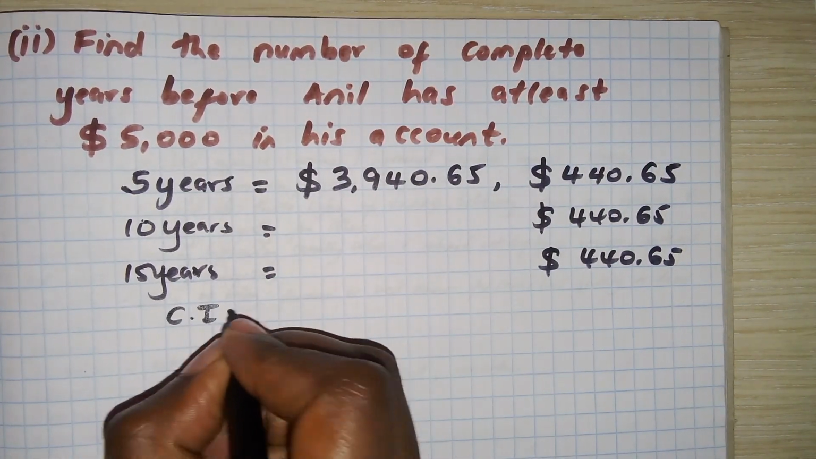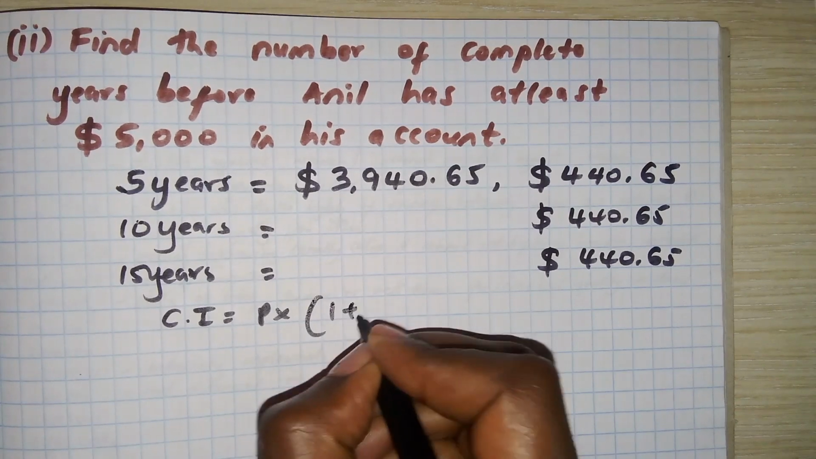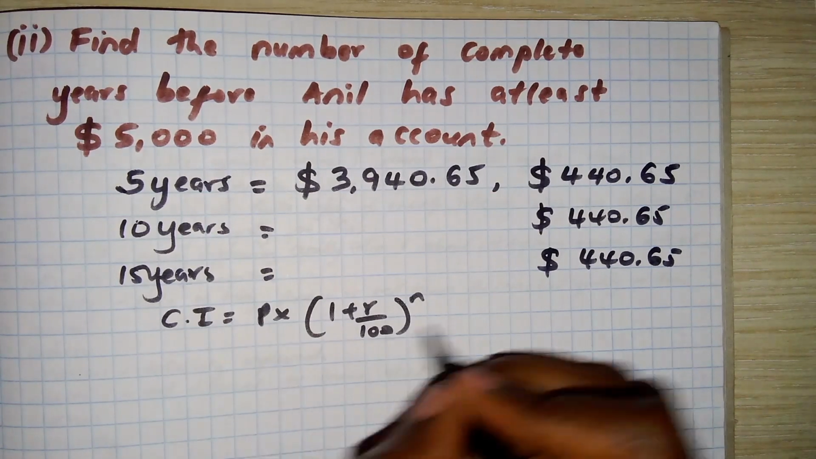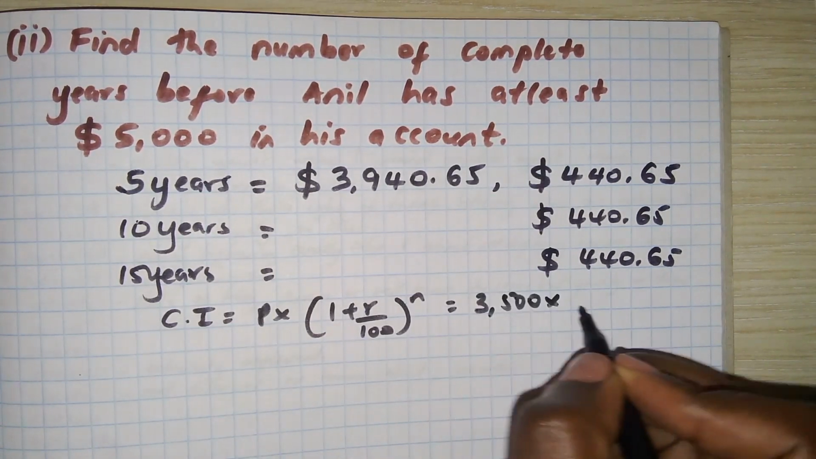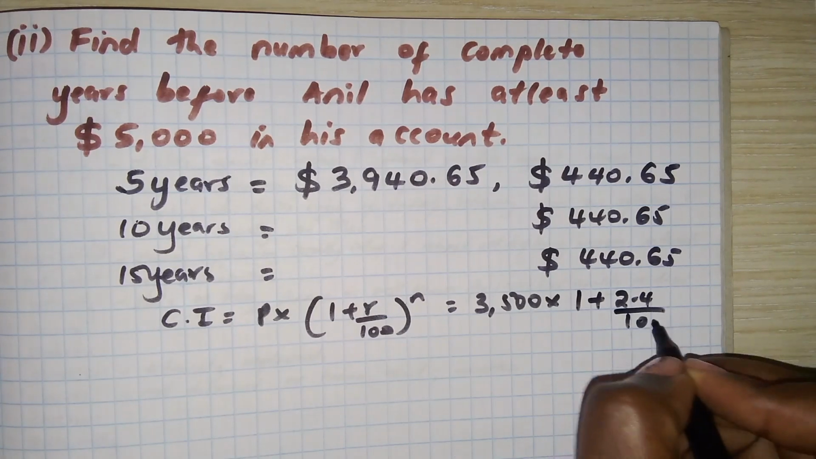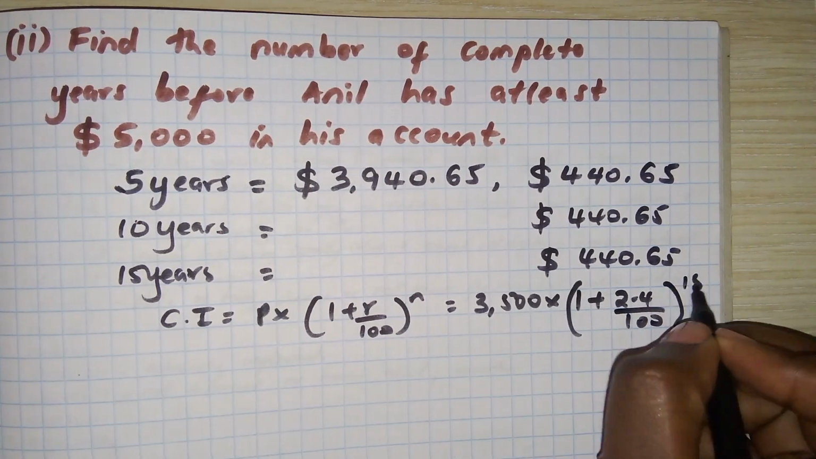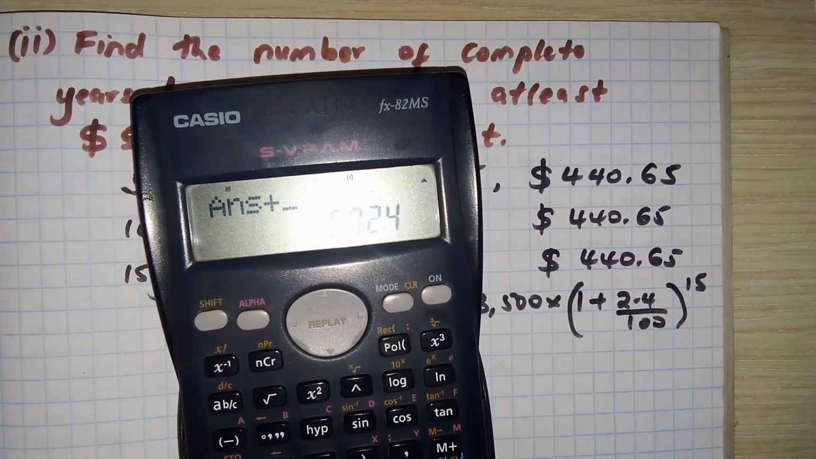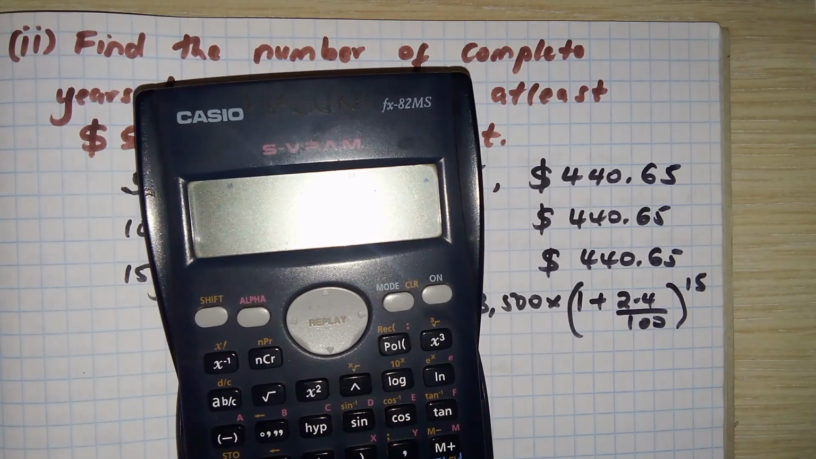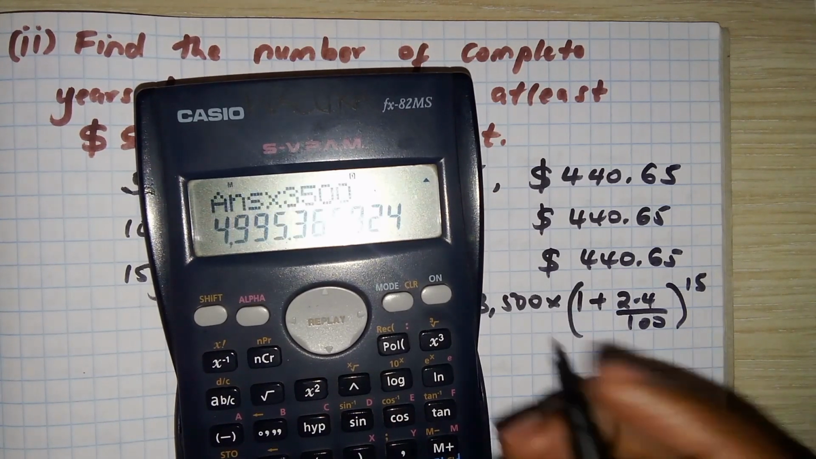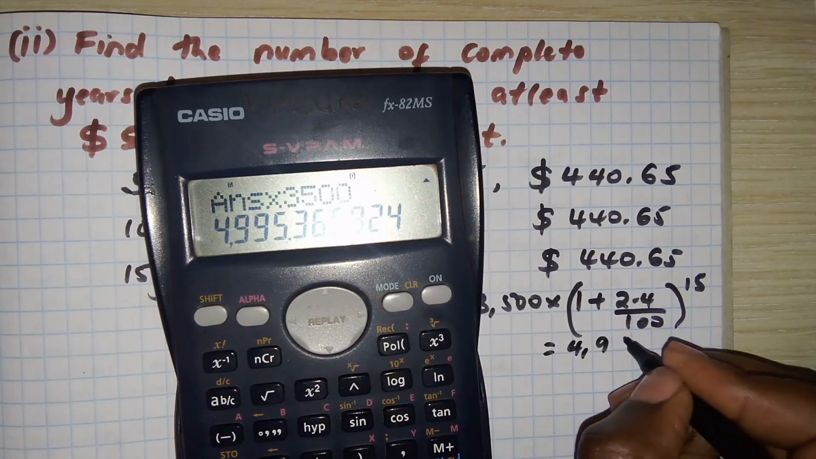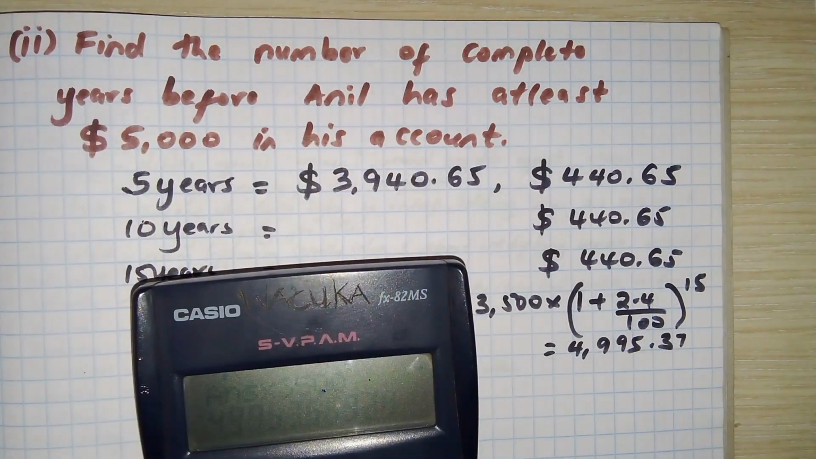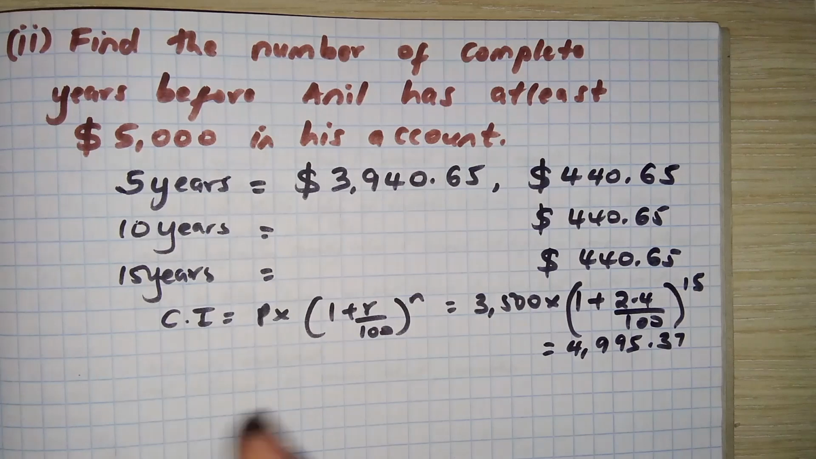So compound interest equals P times, and in this case you want to use our N as 15. The initial amount was 3,500 times (1 plus 2.4 over 100), the same rate, and now we try with 15 years. So 2.4 divided by 100 plus 1, power 15, times 3,500. We're getting 4,995.37. It's close to the 5,000, so maybe we add one more year to the 15.